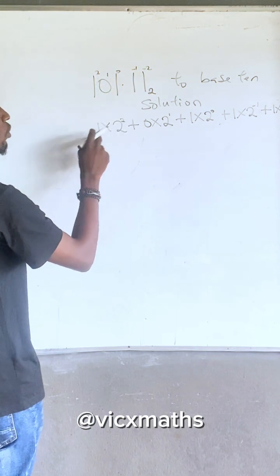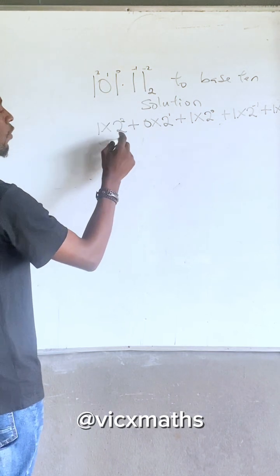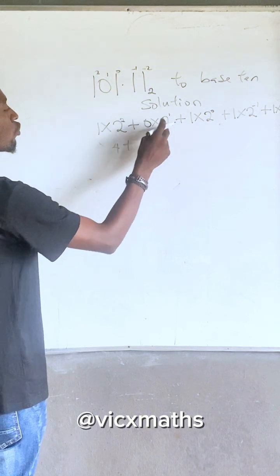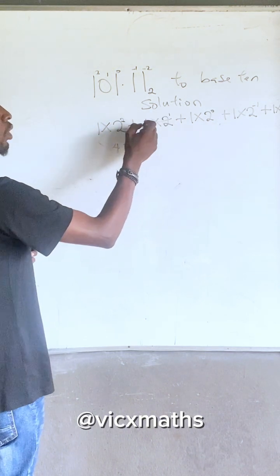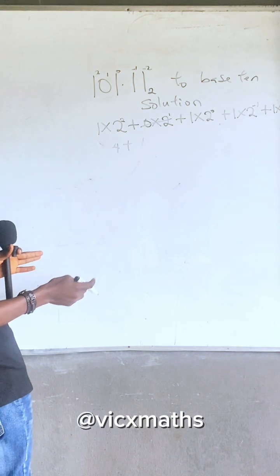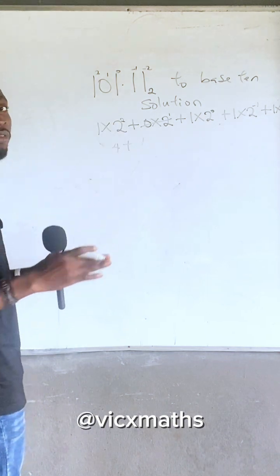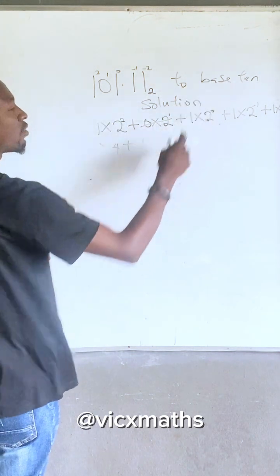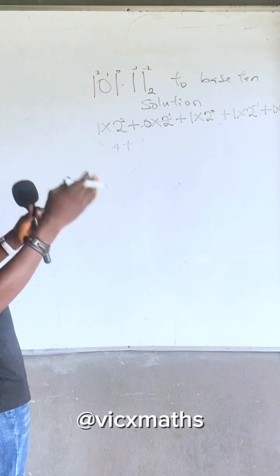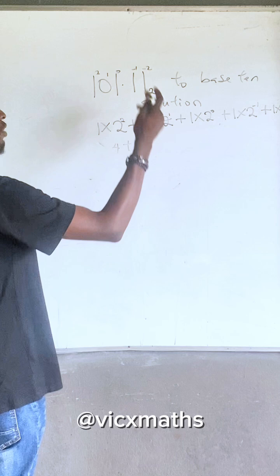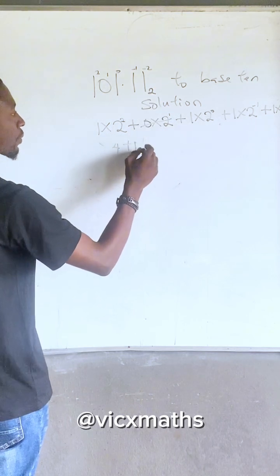So let's go there. Now, 2 raised to power 2 will give us 4. 4 times 1 is 4. Plus 0 times anything raised to a power is 0, so cancel it out, since anything multiplying 0 is 0. Then we have 2 raised to power 0, which is 1. Anything raised to power 0 is 1. Even 100 raised to power 0, or 1 million, or 3,000, anything you want to call it, raised to power 0 is 1. 1 times 1 is 1.